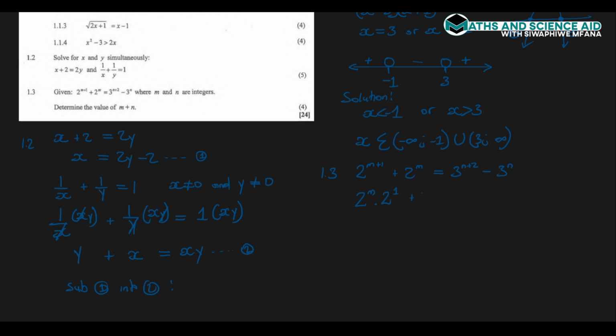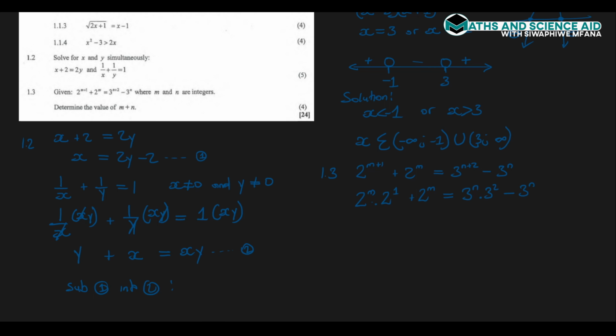And then there's nothing we can do with this one. We can just take it down as 2 to the power of m, and then again the product law of exponents here. So we can write this as 3 to the power of n multiplied by 3 to the power of 2. And again, if we wanted to rewrite this with the same base, we simply take the same base and then we add up the exponents. And then we have minus 3 to the power of n.